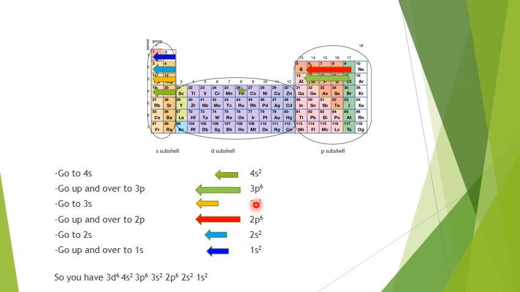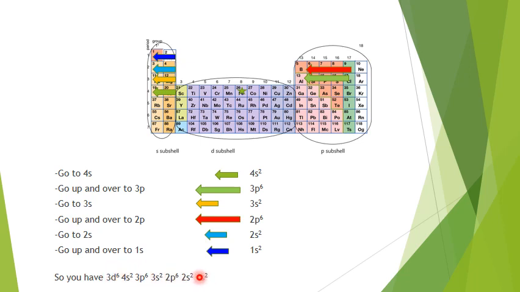Then you come up to 3p6, go across 3s2, up to 2p6, 2s2, 1s2. I wrote it down the way I just figured it out: 3d6 first, 4s2 second, 3p6 third, and so forth. If you want, you could rearrange this so that it's 1s2, 2s2, 2p6, 3s2, 3p6, 3d6, 4s2, or you could just leave it the way it is.